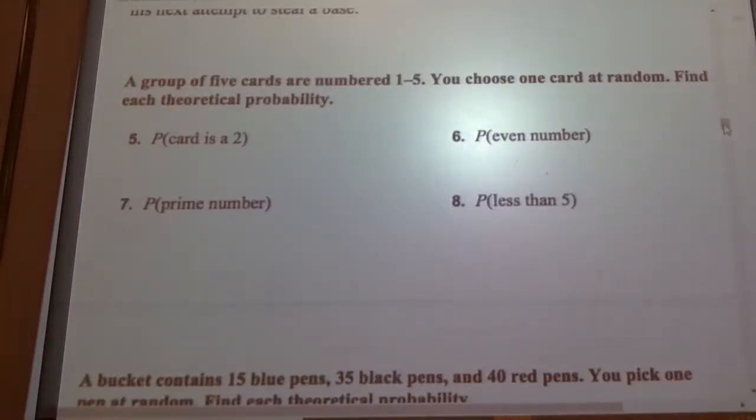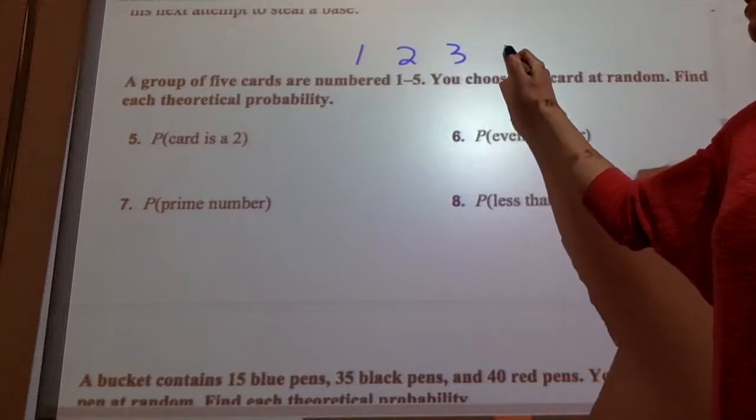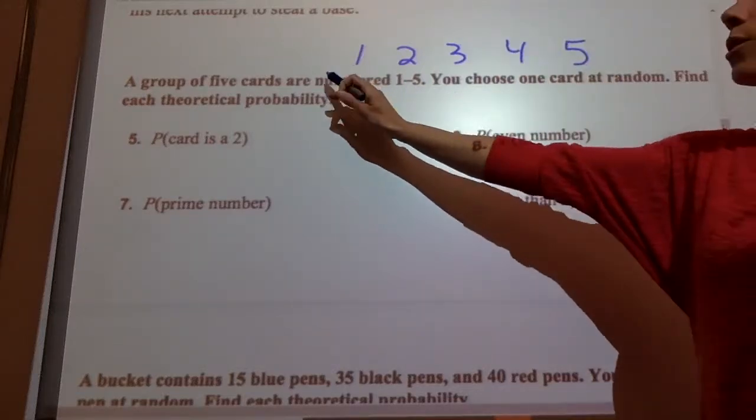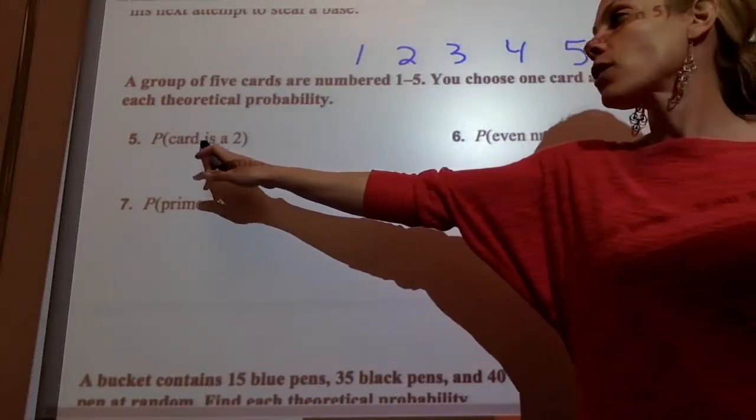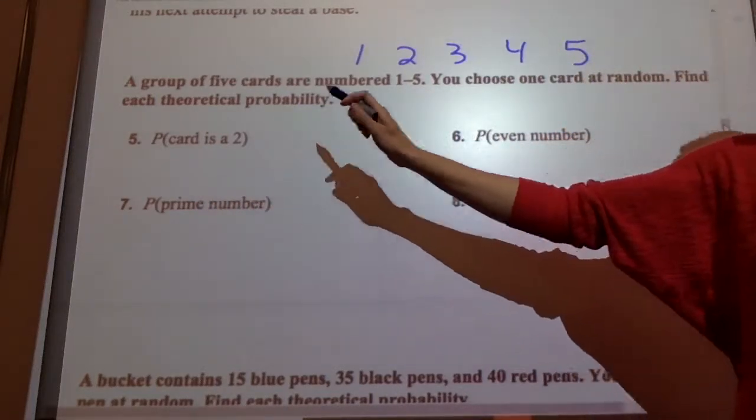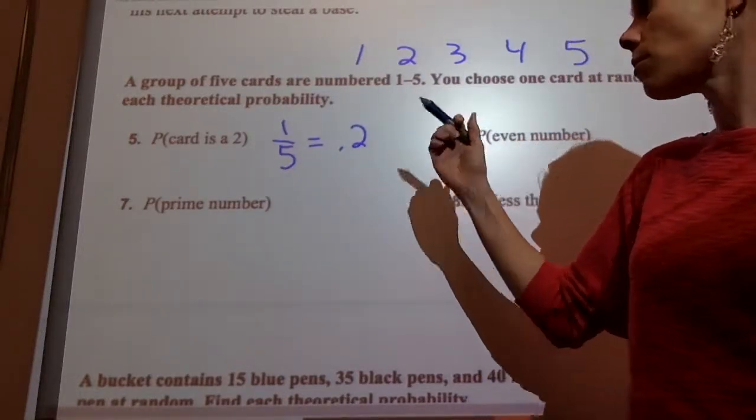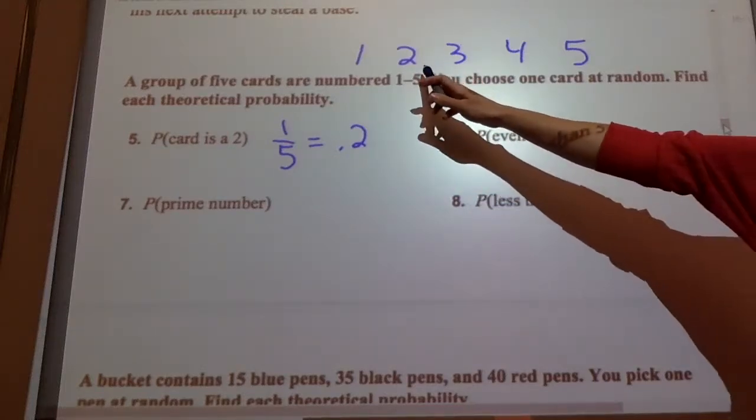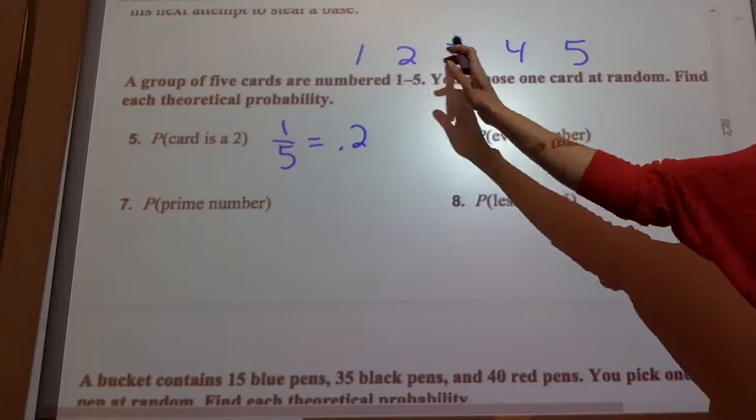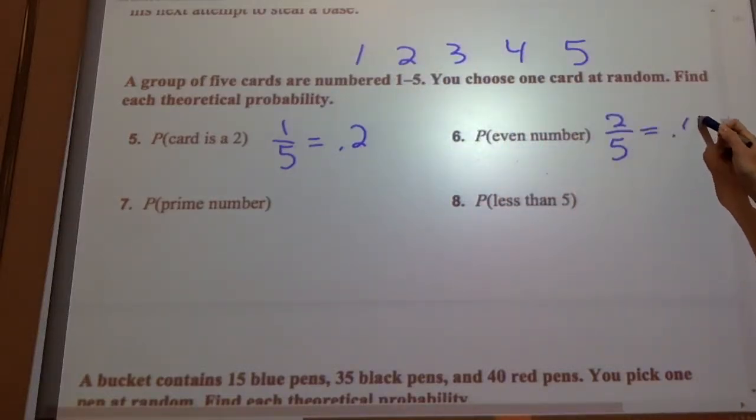5 cards numbered 1 through 5. You choose one card at random. So for these questions, I like to write it out. 1, 2, 3, 4, 5, right? So out of these 5 numbers, these 5 cards, what's the probability that the card is a 2? 1 out of 5, which is 0.2. How about the probability that I get an even number? How many even numbers are there? 2, because 2 and 4. 2 out of 5, which is 0.4.